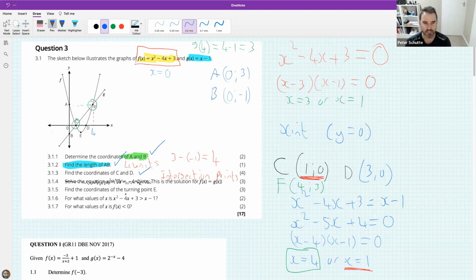3.1.5, it says, find the coordinates of the turning point of E. What do I need to do to get the coordinates of the turning point of E? Who can help me? Maybe if we think back to our previous lessons on parabolas, to find the turning point, there's actually two ways. I'm interested if any students have any suggestions. Kat has said the turning point formula. And I agree, Kat, there is a formula. What is that formula?